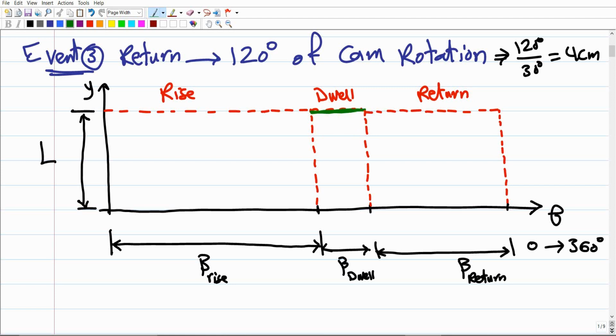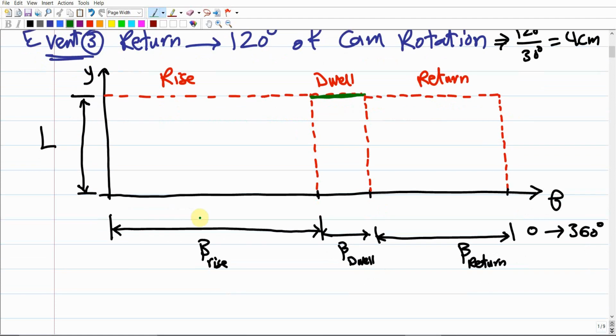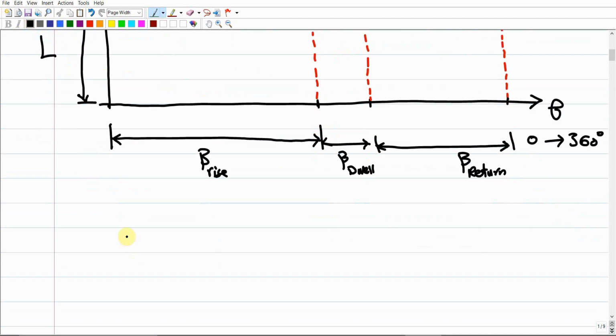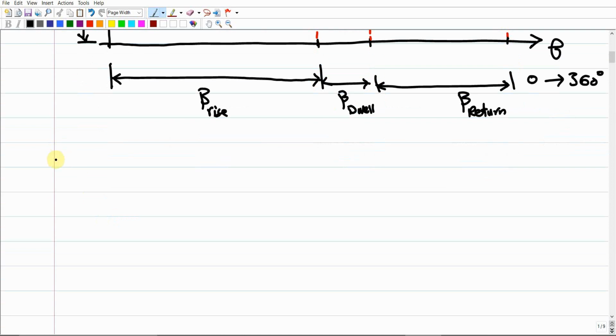But how about the rise period and the return period? How is it going to rise and return? This depends on the different types of motion that we discussed for the follower in the previous video. Here I'm going to show you how we can represent these different types of follower motion graphically, starting with the uniform motion.